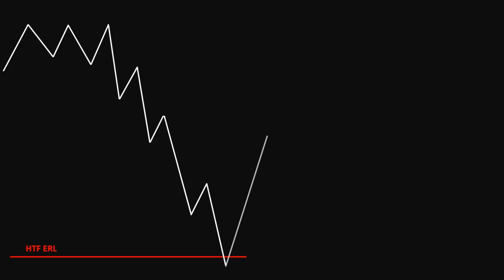Label this point as sell-side liquidity. It could be equal lows, a clean swing low, or any point where stop losses would be resting. Now, once this external liquidity has been swept, that's our first signal to prepare for a potential reversal.